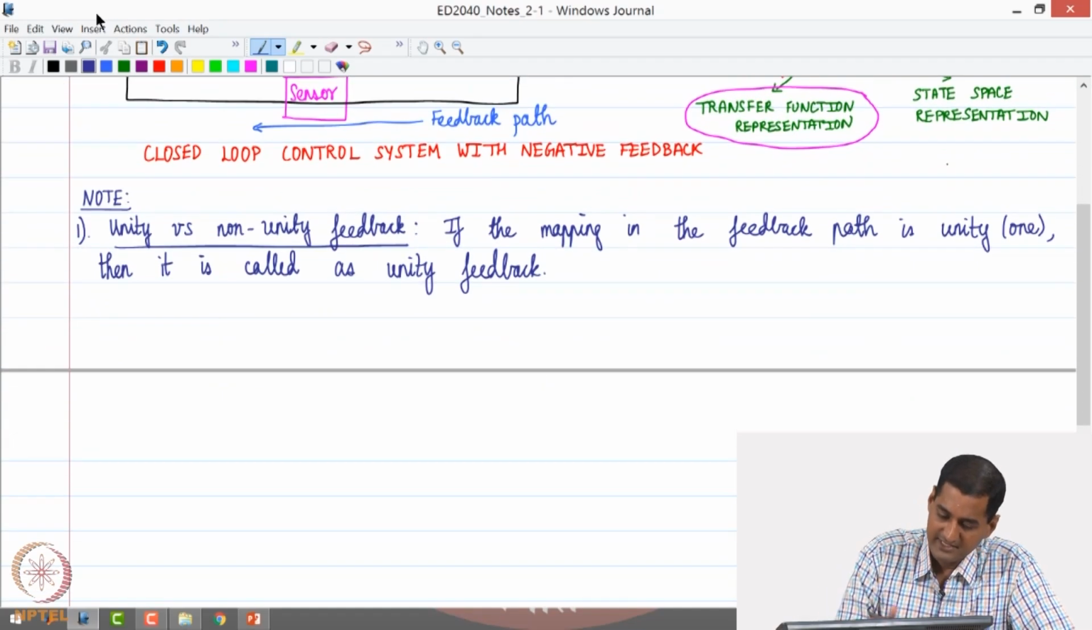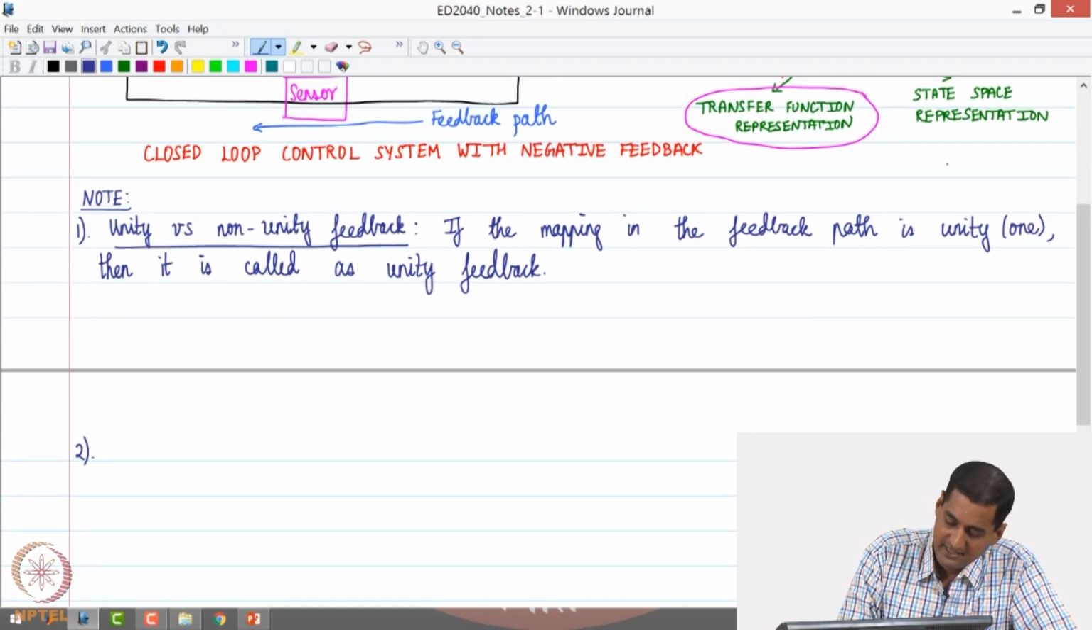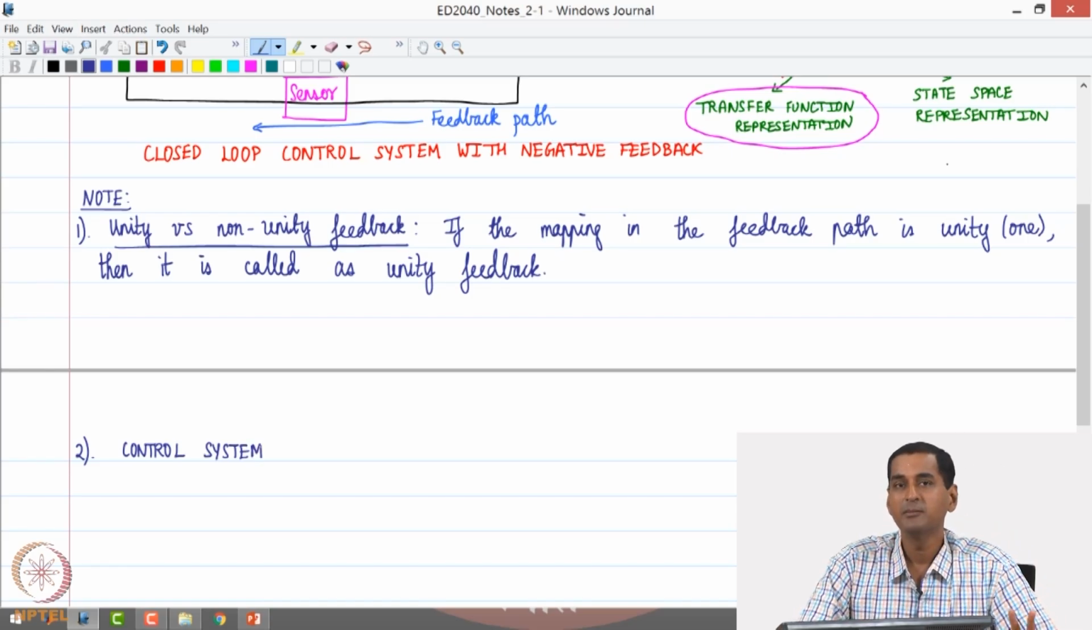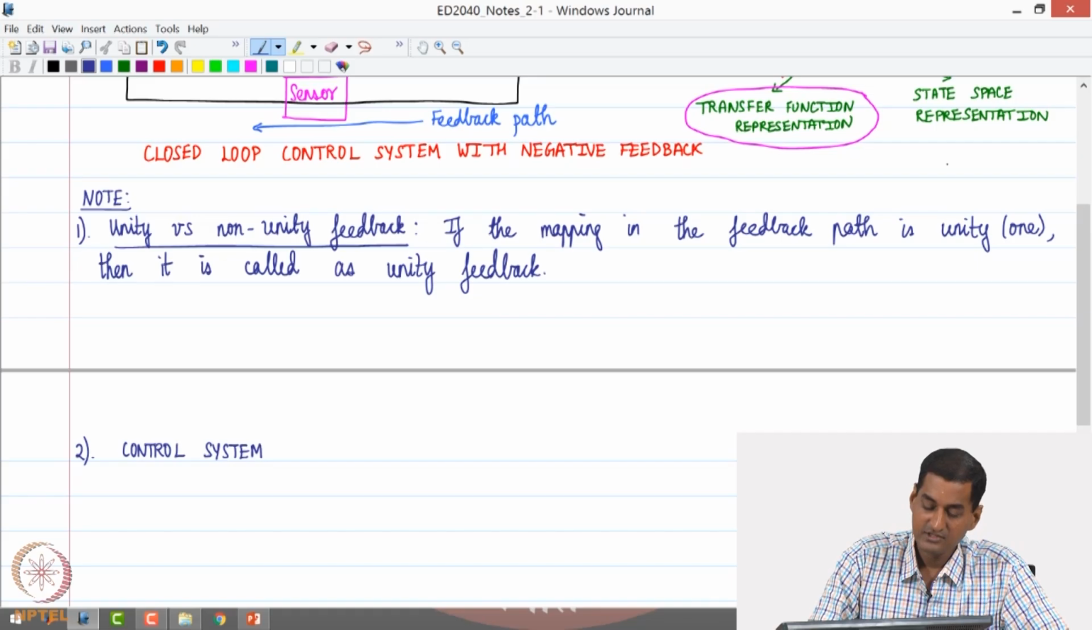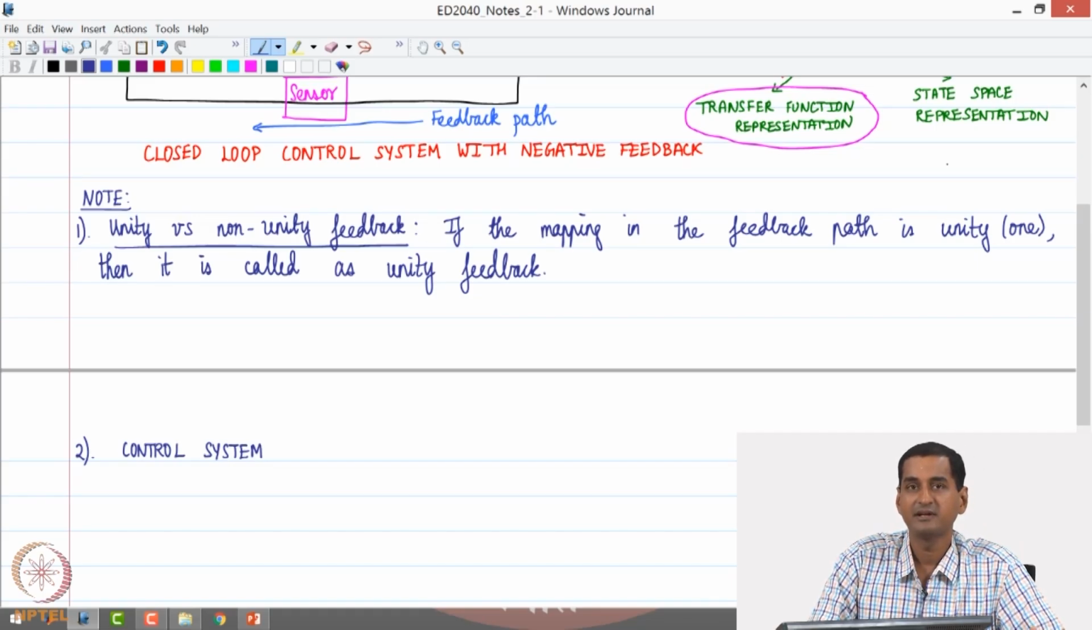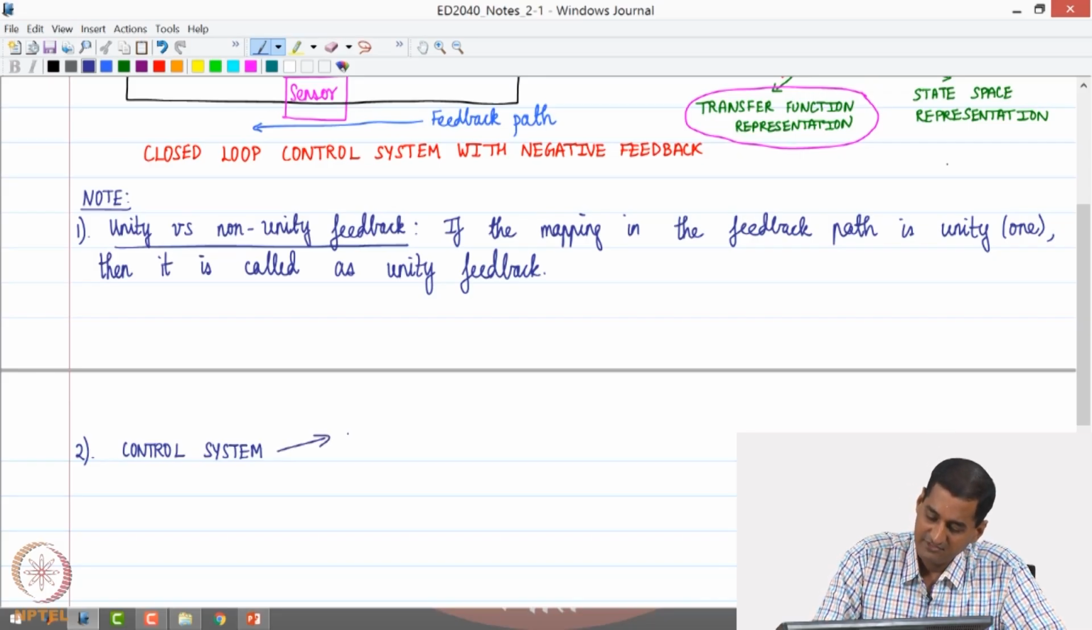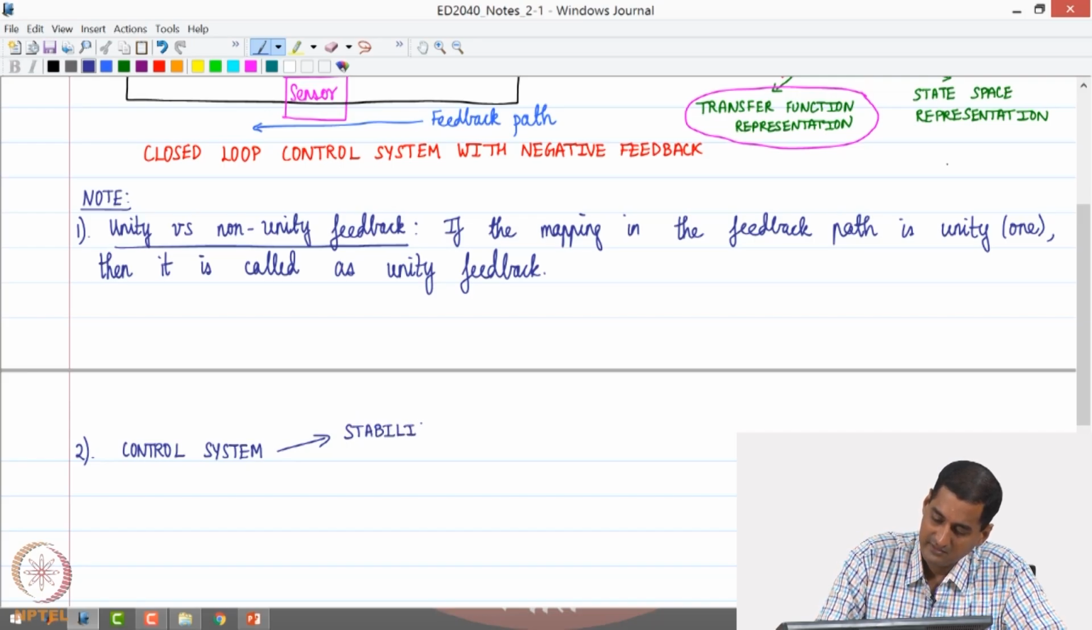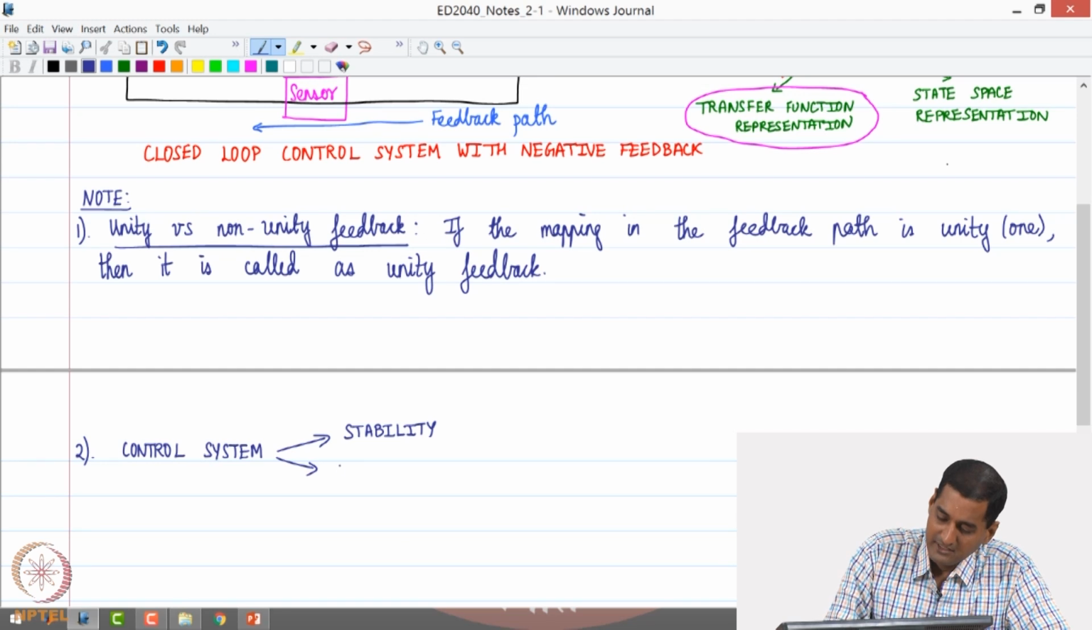So, then second point is that as far as this particular course on control systems is concerned, any design of a control system has two important aspects, okay. So, if I am designing a controller for a dynamic system, I always need to focus on two important attributes. So, what are they? The first one is what is called as stability, and the second one is what is called as performance.